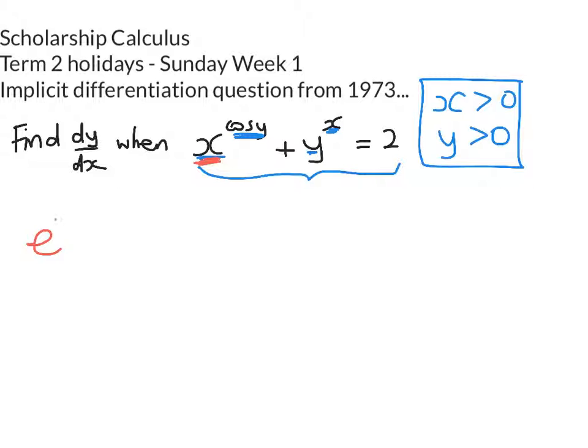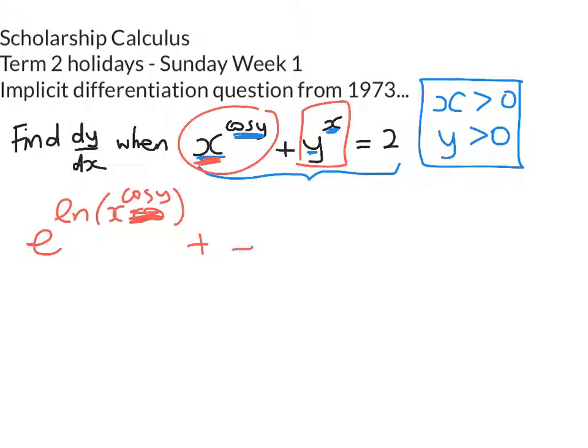E and natural log are inverses of each other. So we can write this as e to the power of the natural log of x to the power of cos y. And we can do the same thing with this one. We can write this as e to the power of the natural log of y to the power of x. And that's all equal to 2.